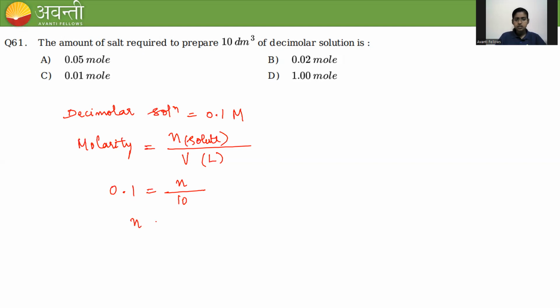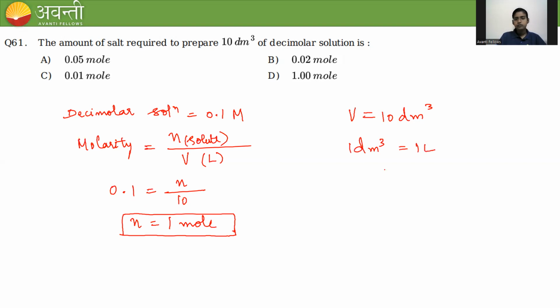So from this, n is equal to 1 mole. So the number of moles for this particular system is 1. Okay. We all know that volume is given as 10 decimeter cube. 1 decimeter cube is equal to 1 liter, so volume is equal to 10 liter. That's what we have substituted here. So the number of moles is coming out to be 1 mole. So option 3 is the correct answer for this.